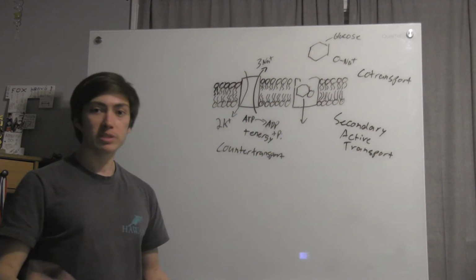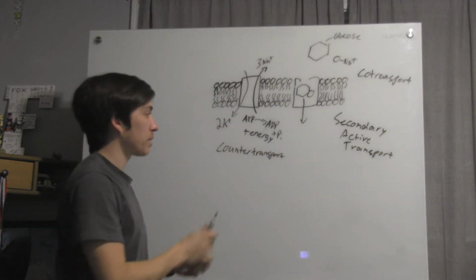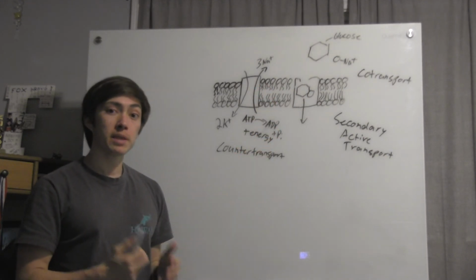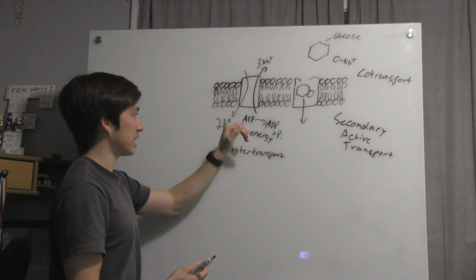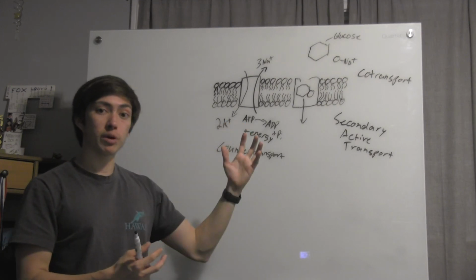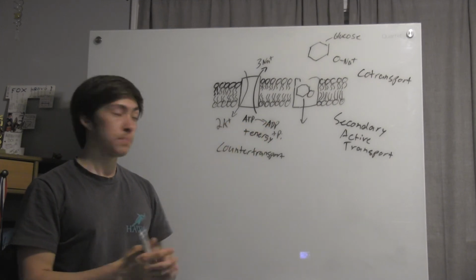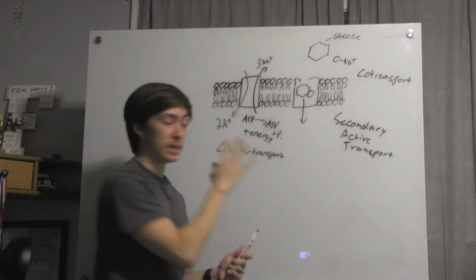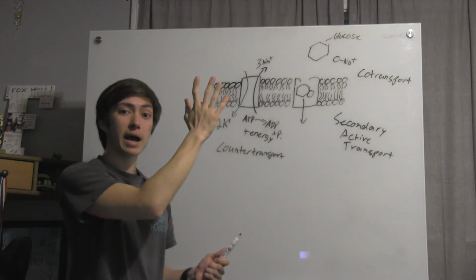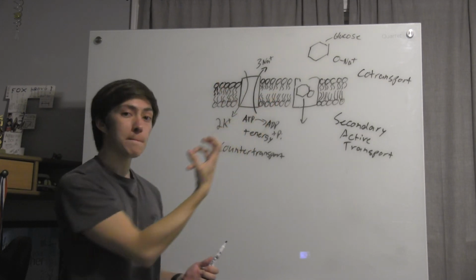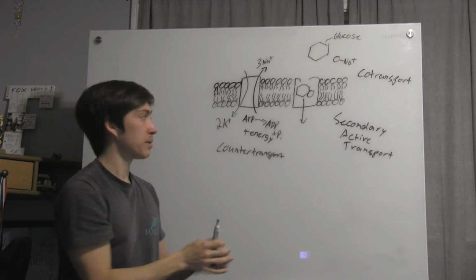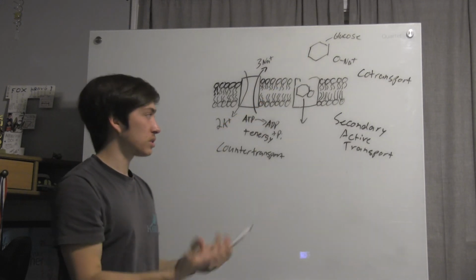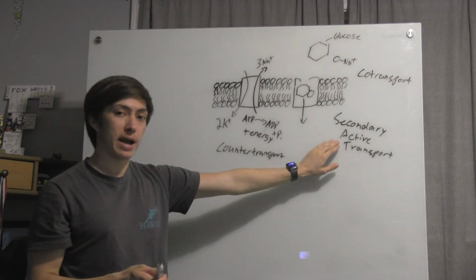So, what do I mean by secondary active transport? What I mean is that we're using a concentration gradient that was created using ATP to bring another molecule in. So, we're using the sodium, in this example, that we pumped out, and we're letting it come back down its concentration gradient, but we're making it take another molecule with it. So this is what we would call secondary active transport.